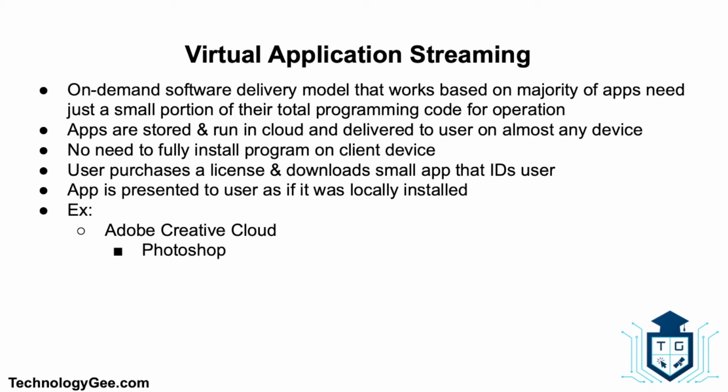This indicates that there is no need to fully install a program on a client machine. However, portions of it could be offered across the network whenever required. To implement virtual application streaming, a user purchases a license and downloads a small app that identifies the user. The application is presented to the user as if it were locally installed, but only the essentials are brought down to the device.